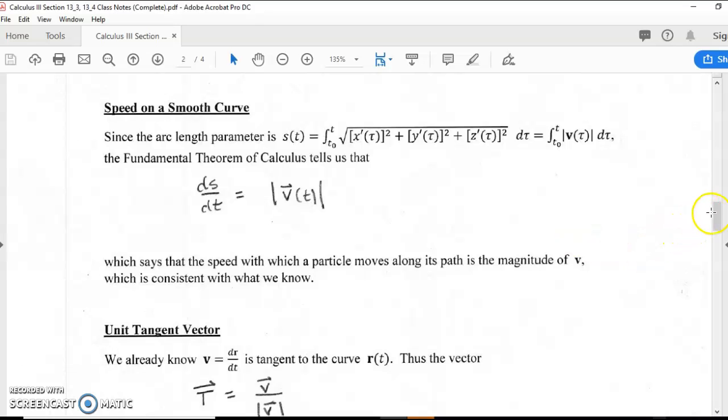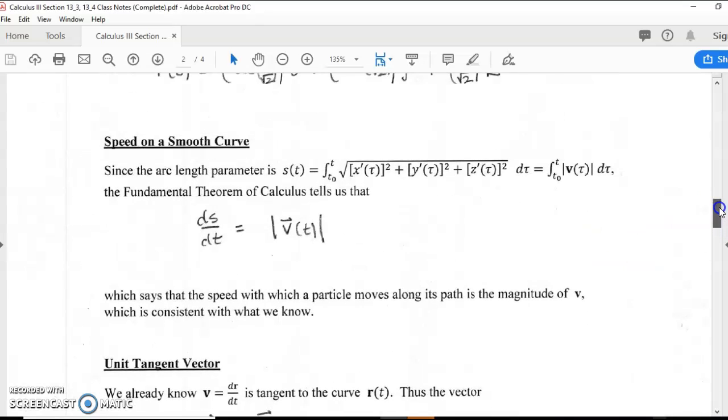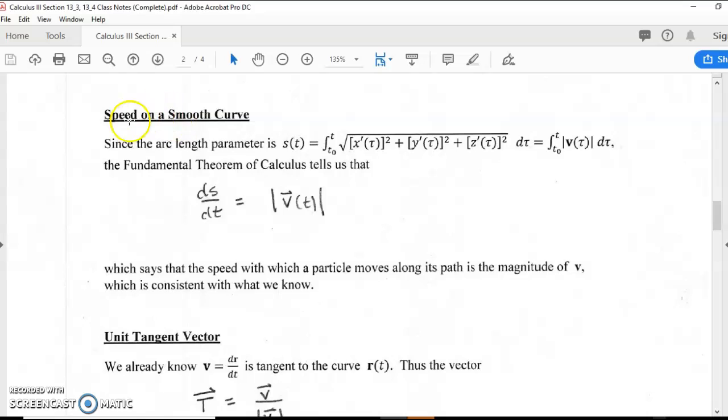We are on page 33, working up towards example 31. So, speed on a smooth curve. Since the arc length parameter is given by this definition, which is the integral from t naught to t of the speed, d tau, where I put in tau as a dummy variable to integrate.